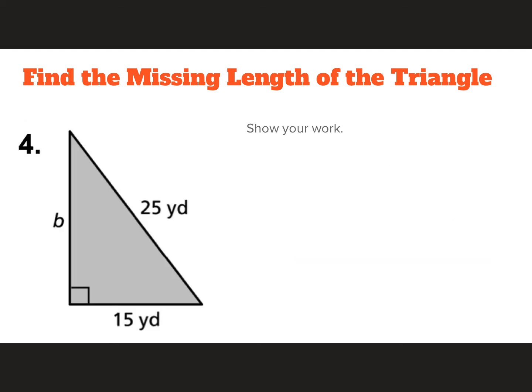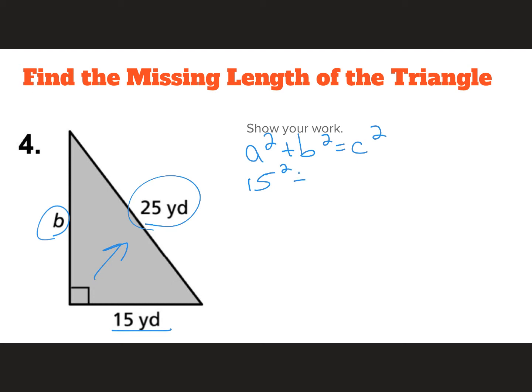Okay. So here is another one for us. As we can see, this is side C, 25. So I am looking at side B. So I have A squared plus B squared equals C squared. So A is going to be 15. So I have 15 squared plus B squared equals 25 squared.